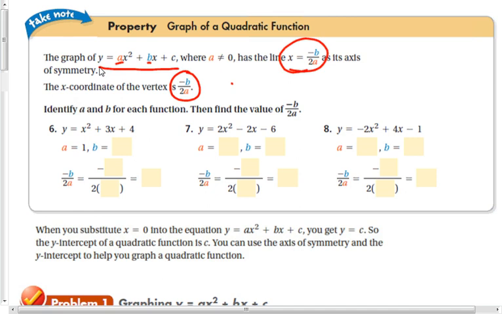So I'll do one example with you, and then you can try the other. In this equation here, a is 1 because it's 1x squared. b is 3. So we're going to take the opposite of 3 and divide it by 2 times a. So the line of symmetry will be at x equals -3/2, which is also where the minimum or maximum will be. In this case, it will be a minimum. Go ahead and try 7 and 8. You can check back for your answers.